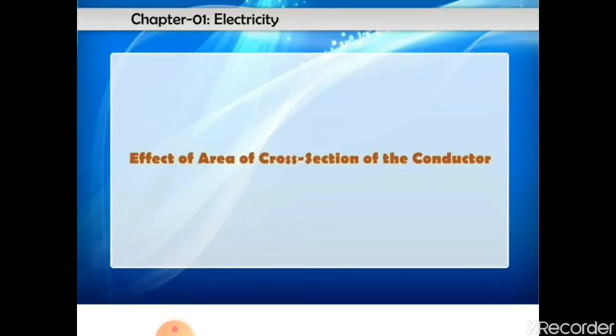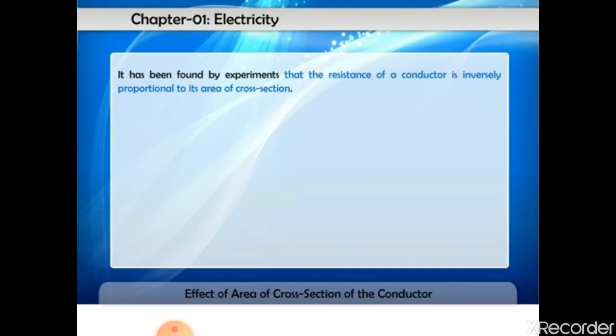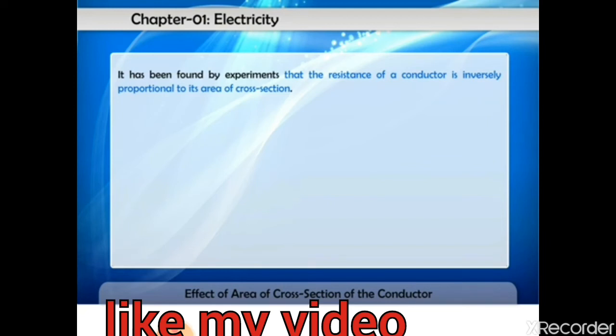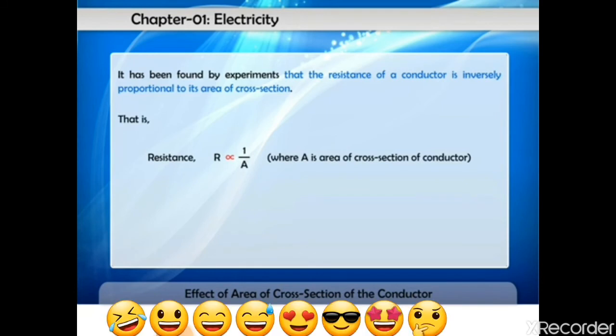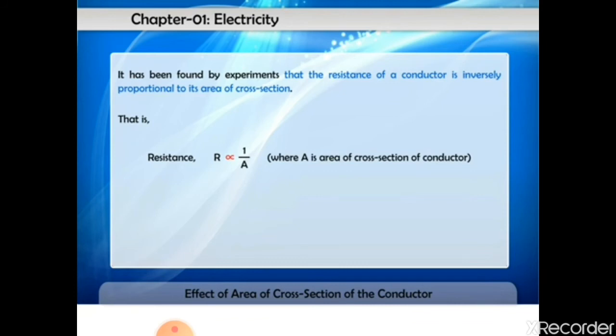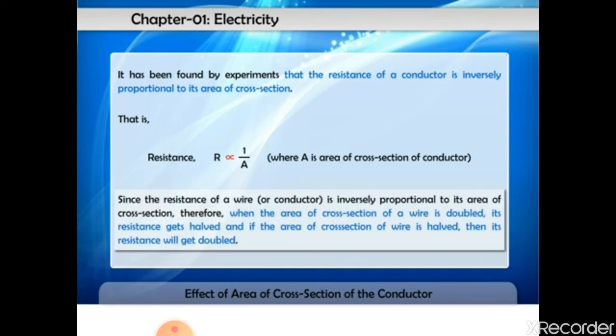Effect of area of cross-section of the conductor. It has been found by experiments that the resistance of a conductor is inversely proportional to its area of cross-section, that is, resistance R is proportional to 1 upon A, where A is the area of cross-section of the conductor. Since the resistance of a wire is inversely proportional to its area of cross-section, when the area of cross-section of a wire is doubled, its resistance gets halved, and if the area of cross-section of the wire is halved, then its resistance will get doubled.